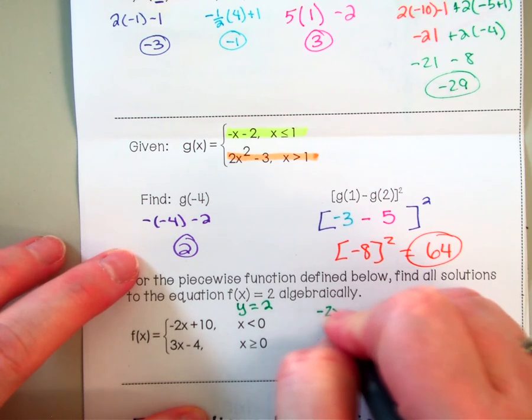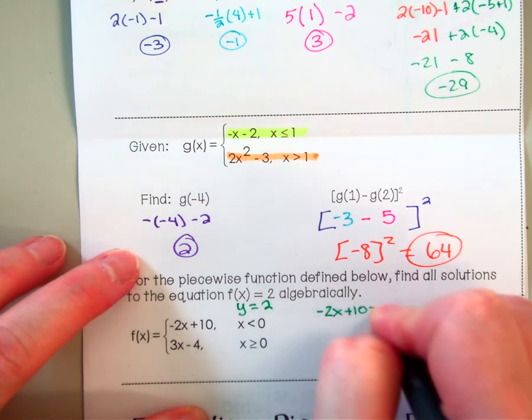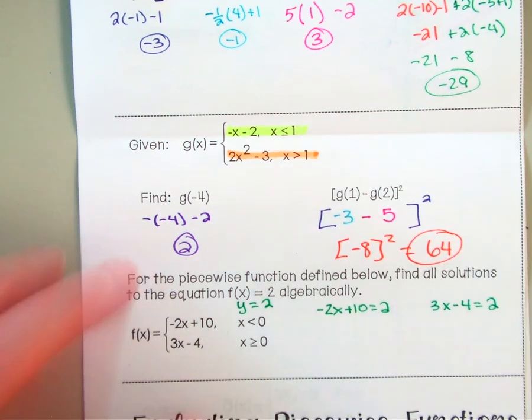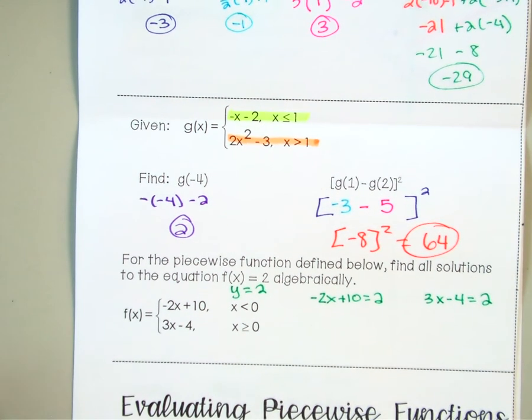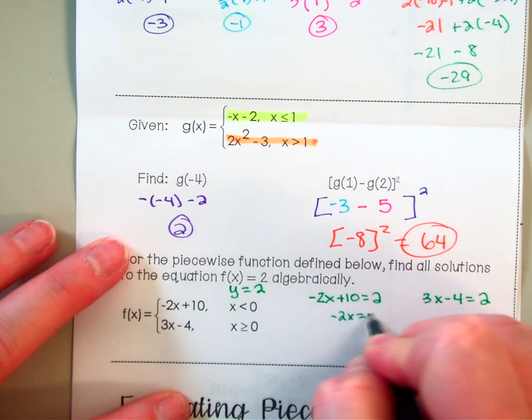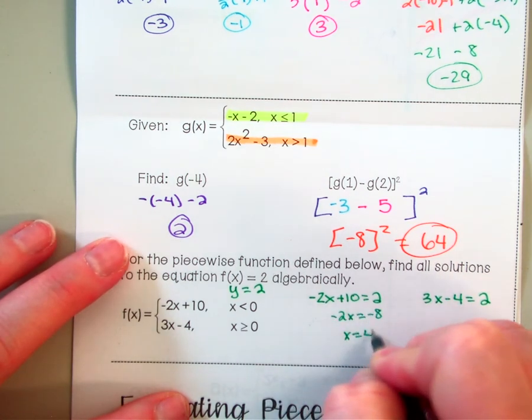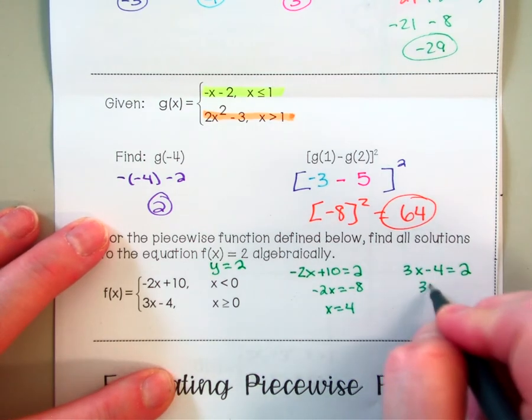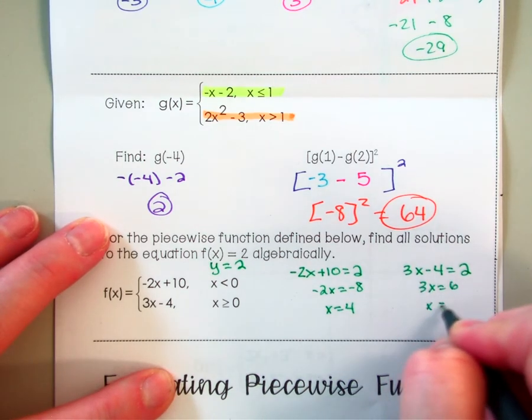So you're going to set each piece of that piecewise function equal to the y value. And then we're going to solve. So minus my 10 gives me -8, divided by -2 gives me a 4. And the other one, add a 4 is 6, divided by 3 is 2.